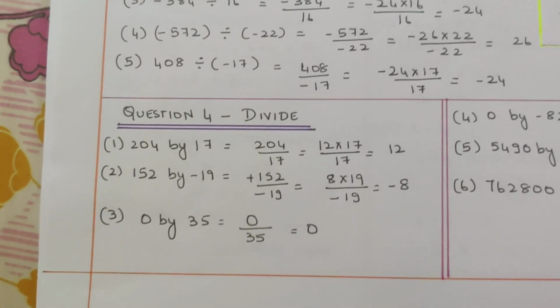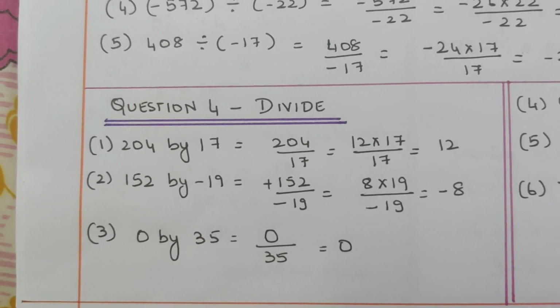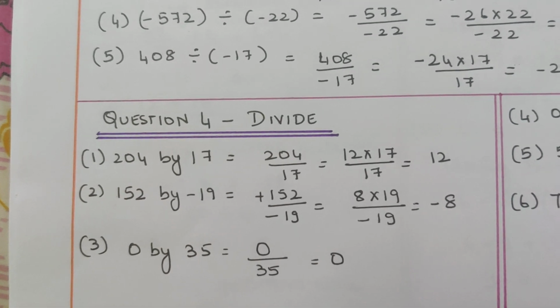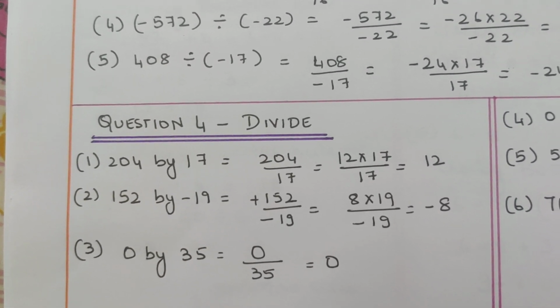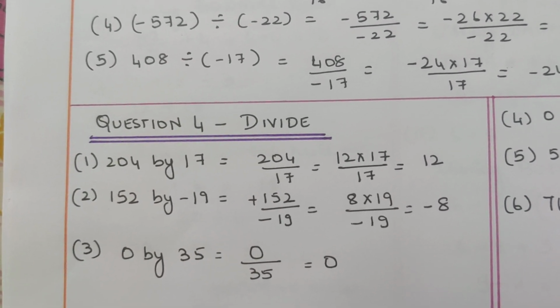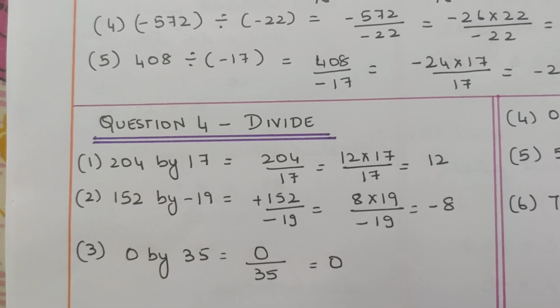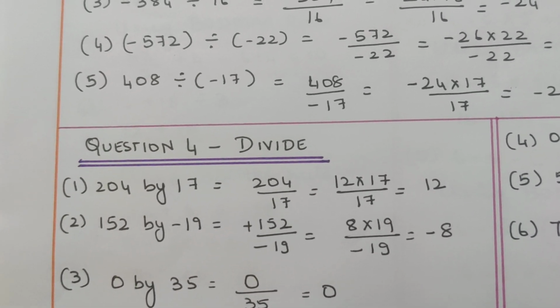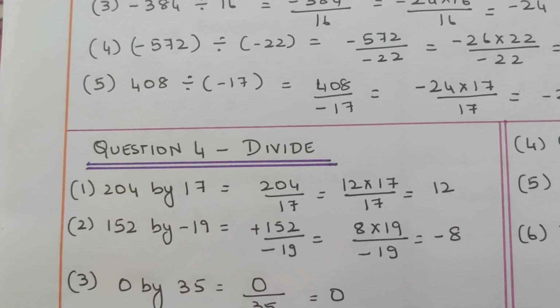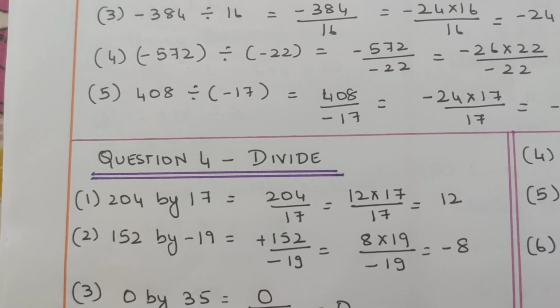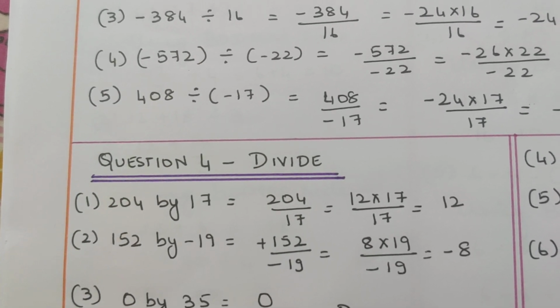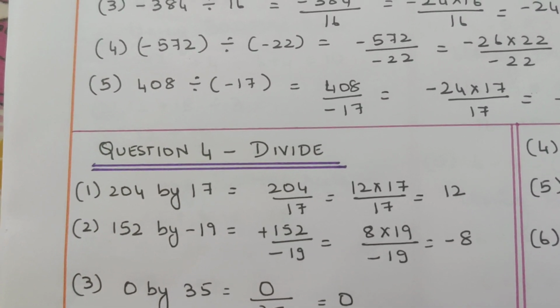Now let's move on to the next set of sums, which is very easy. Again, everything is on the same concepts of division and your signs. 204 divided by 17, simple. Both numerator and the denominator have a positive sign, so the answer will be positive. So 12 into 17 by 17, I've split 204 as 12 into 17. Therefore, 17 and 17 cancel, and the answer remains as plus 12.